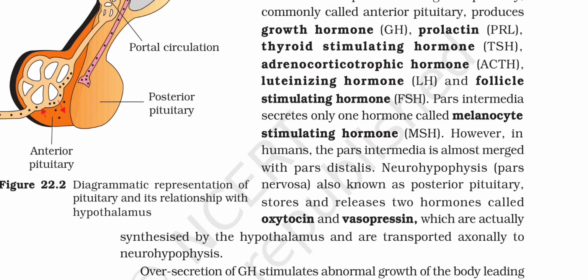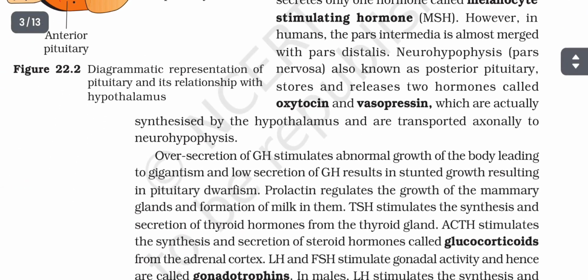Pars intermedia secretes only one hormone called melanocyte stimulating hormone, MSH. However, in humans, the pars intermedia is almost merged with pars distalis. Neurohypophysis (pars nervosa), also known as posterior pituitary, stores and releases two hormones called oxytocin and vasopressin, which are actually synthesized by the hypothalamus and are transported axonally to the neurohypophysis.